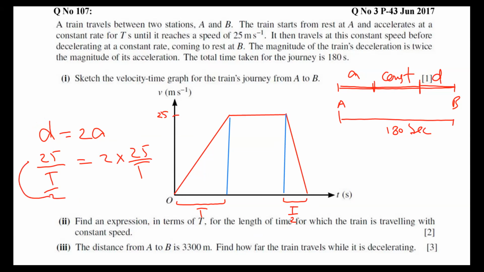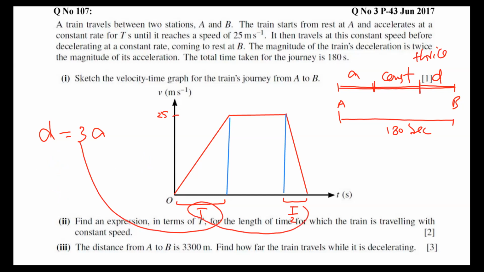It means it will come here, so 25 over t, 25 over t by 2. So one criterion is very simple: when it is twice, this time would be half of it. Let's say the acceleration is not twice but 3 times, thrice. In that situation, this is not 2 times but 3 times, and then this time would be 1 by 3.